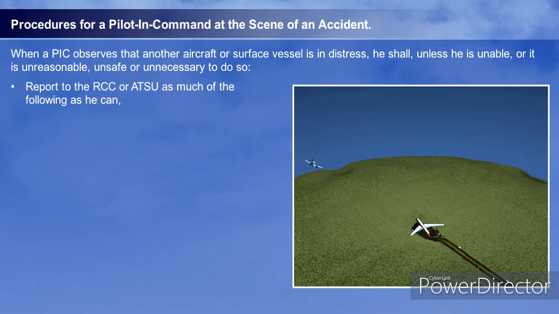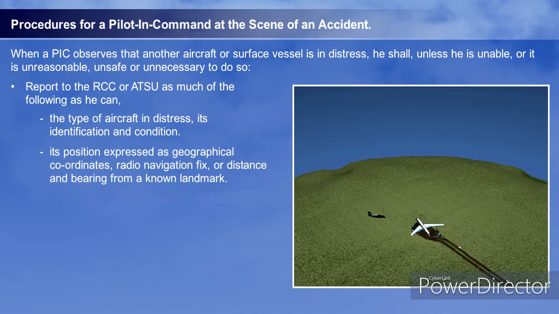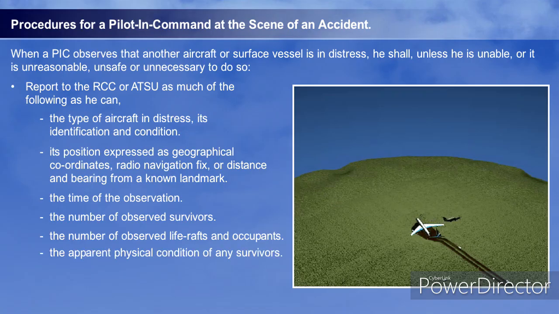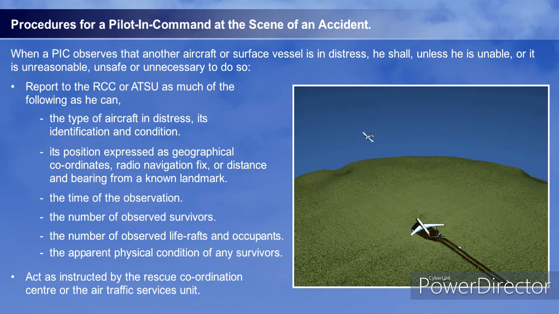Report to the RCC or Air Traffic Service Unit as much of the following as he can: the type of aircraft in distress, its identification and condition, its position expressed in geographical coordinates, radio navigation fix or distance and bearing from a known landmark, the time of the observation, the number of observed survivors, the number of observed life rafts and occupants, and the apparent physical condition of any survivors. Act as instructed by the RCC or Air Traffic Service Unit.